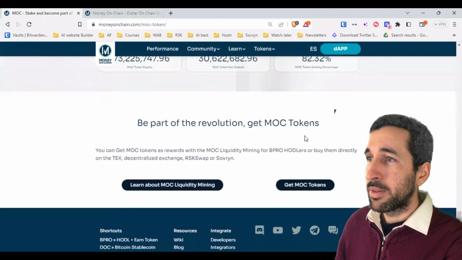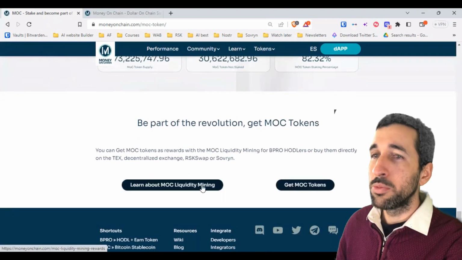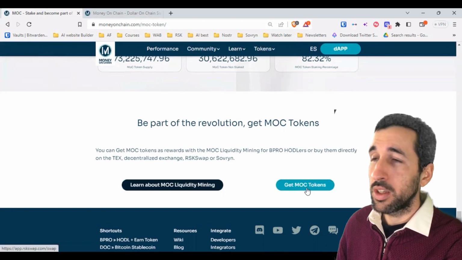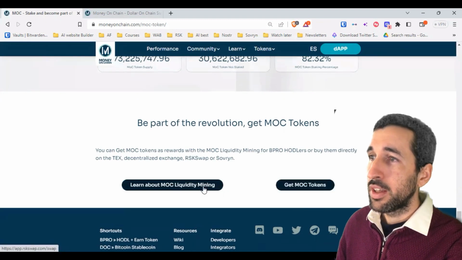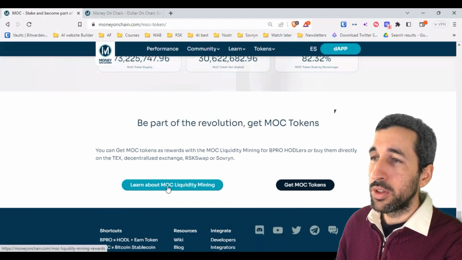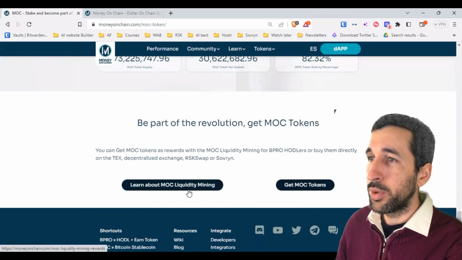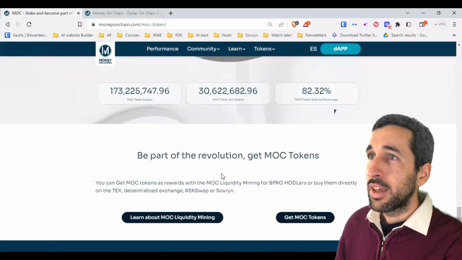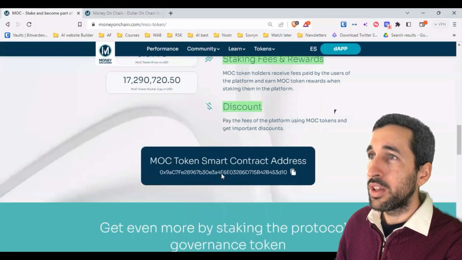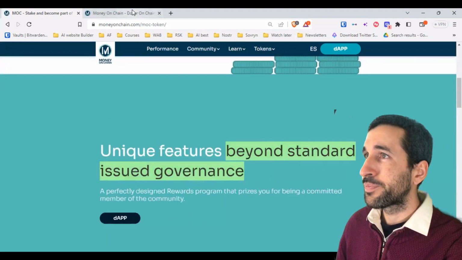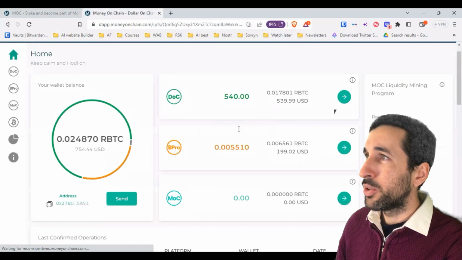So yes, basically here it tells us that there are two main ways of getting MoC tokens. One is to go and buy them on an exchange, and the other one is by holding bpro and earning through liquidity mining. Anyway, we are gonna go into the dApp now, and I'm gonna show you very quickly.